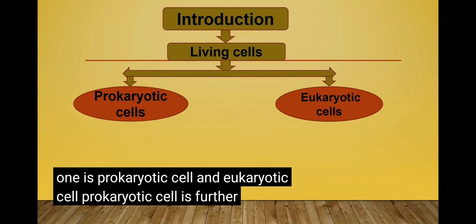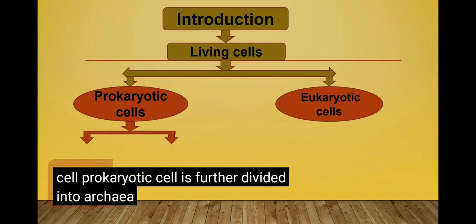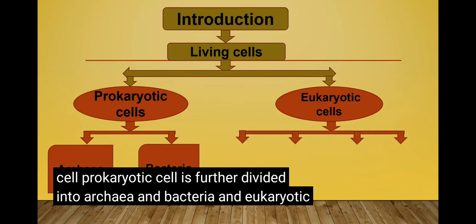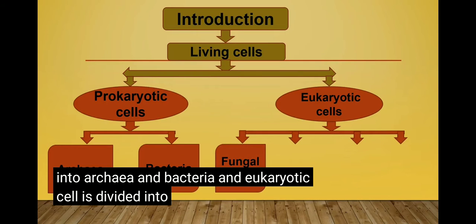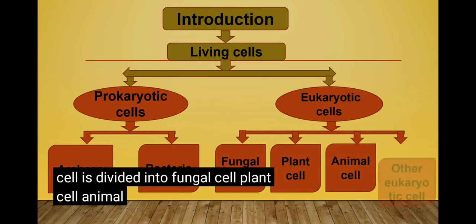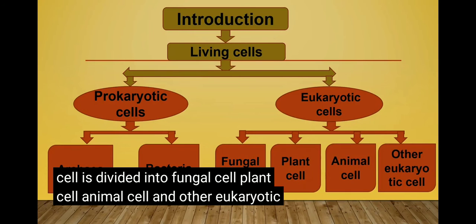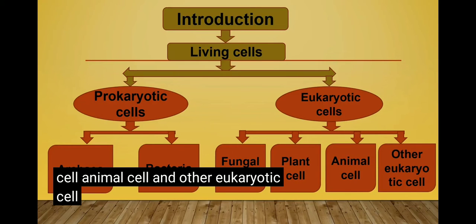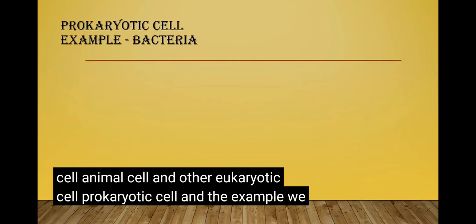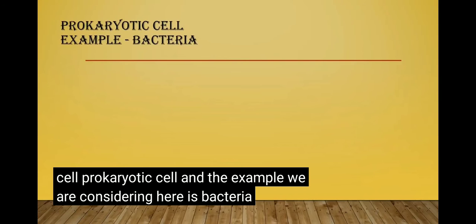Prokaryotic cell is further divided into archaea and bacteria, and eukaryotic cell is divided into fungal cell, plant cell, animal cell and other eukaryotic cell. Prokaryotic cell, and the example we are considering here is bacteria.